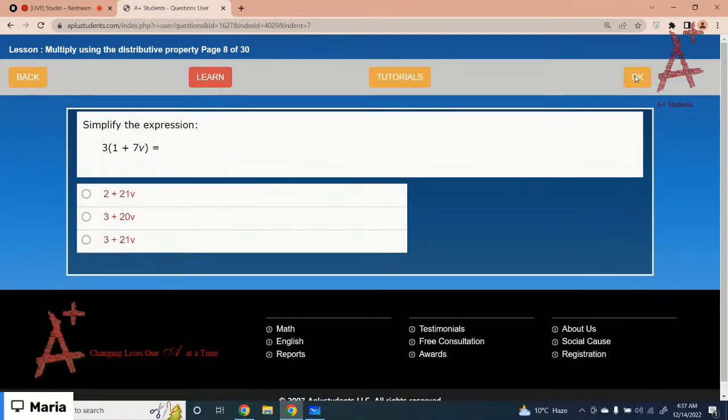Okay, 3 times 1 plus 7b. So which of the options is the correct one? You have to do 3 times 1. 3 times 1 is 3. And then you have to do 3 times 7. 3 times 7 is 21. Got it? So it would be the last one, 3 plus 21v. Got it? Very good. Just select the correct option, then click on the OK button.